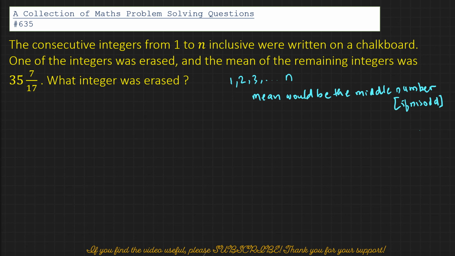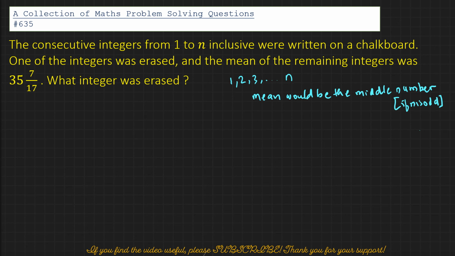So in this case it could be even as well, but we assume that the mean is going to be the middle number, or one number before or after, or the average of the two middle numbers. So suppose that's the mean. So what is the middle number? The middle number is going to be 35.